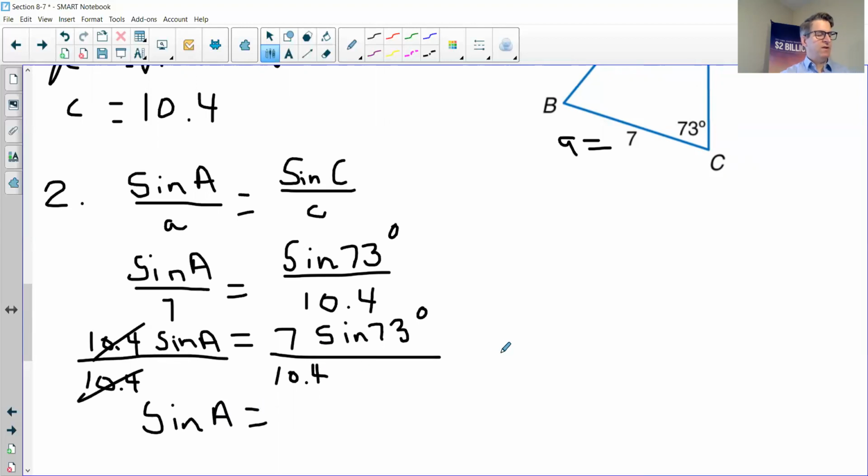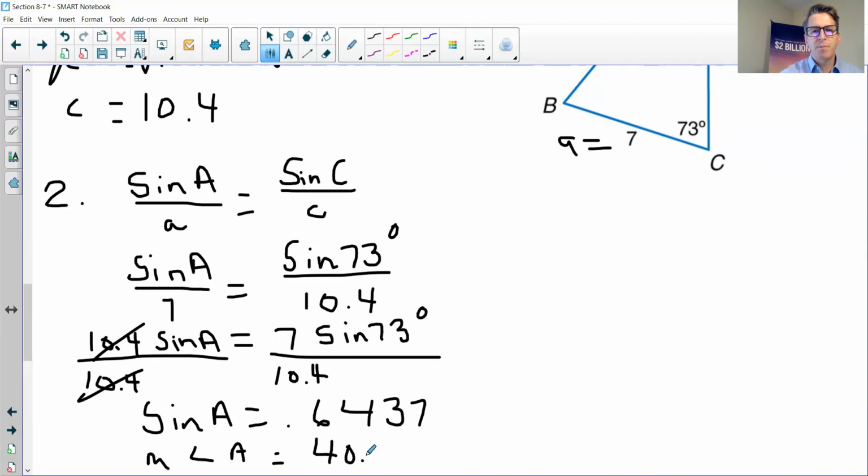Seven times the sine of 73 divided by 10.4 is 0.6437. And by the use of the inverse sine function, you end up with the measure of angle A to be 40.07 degrees. So you want to put your inverse sine function here. This is your inverse sine on the calculator.